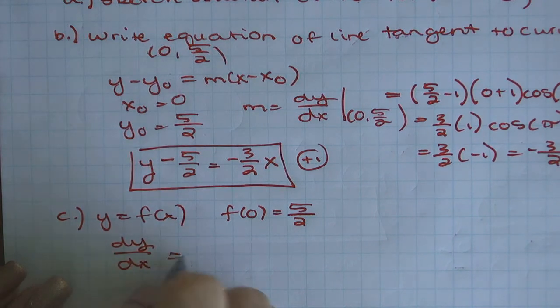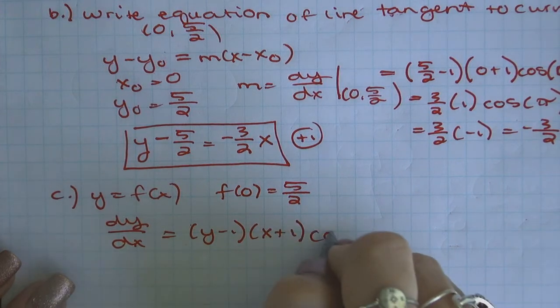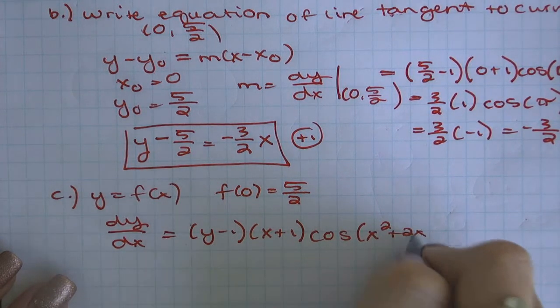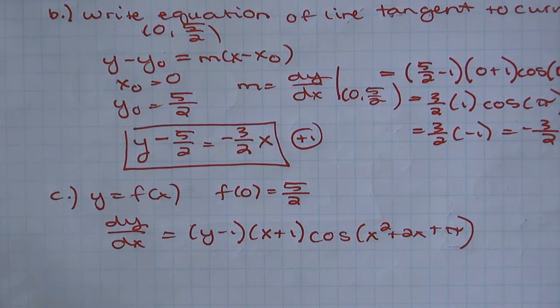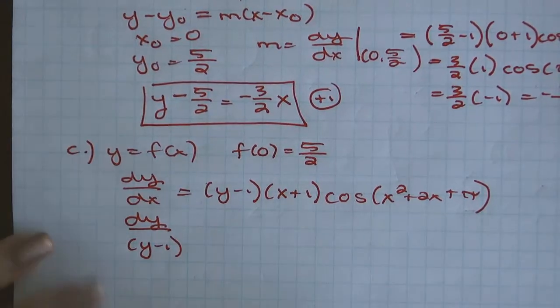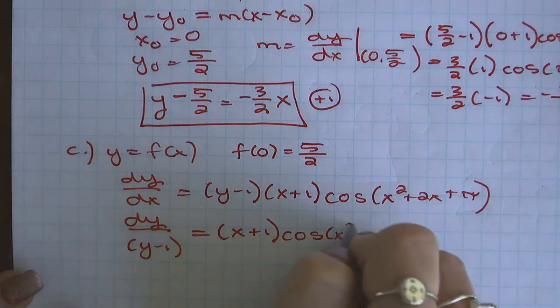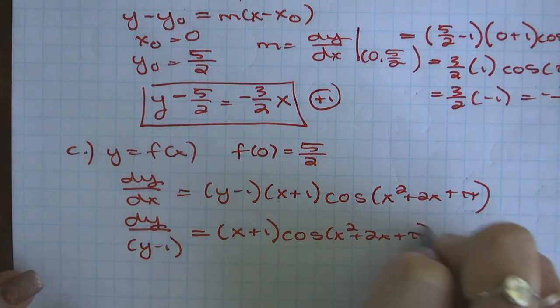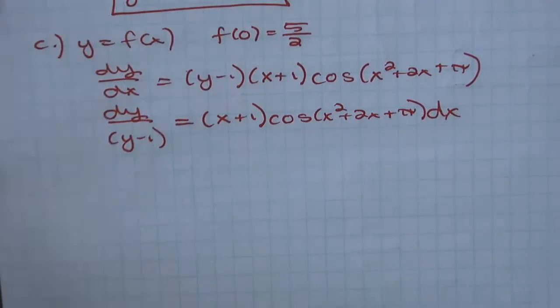So I've got dy/dx, which equals (y minus 1) times (x plus 1) times the cosine of (x squared plus 2x plus pi). I've got my diff-EQ. I'm going to separate my variables and integrate it. So I'm going to put my y's together and keep my x's together, which means that dy all over (y minus 1) is going to equal (x plus 1) times cosine of (x squared plus 2x plus pi) times dx. So let's integrate these guys.